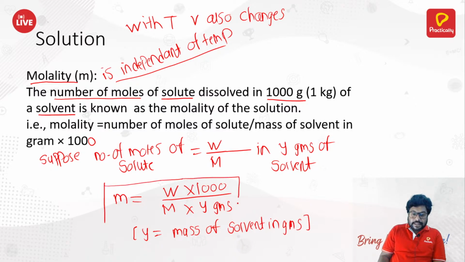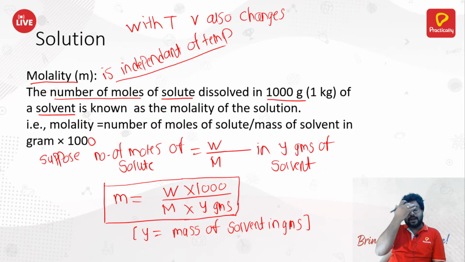Everything is the same. In molarity, you have W, you have molecular mass, and you have 1000 multiplying it. But the only factor which is different is this: here you have mass of solvent in grams, and there you have volume of solution in milliliters. So that's the difference between molality and molarity.